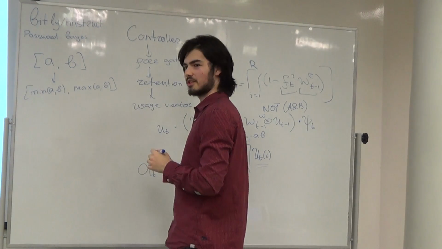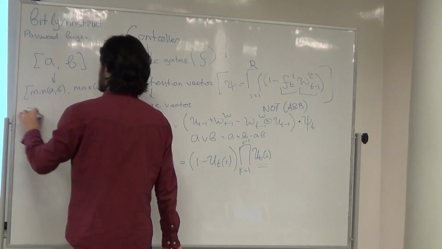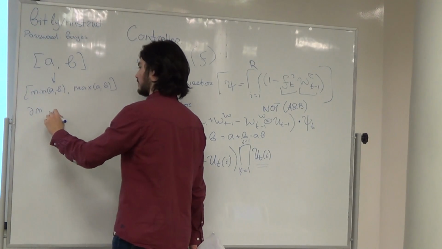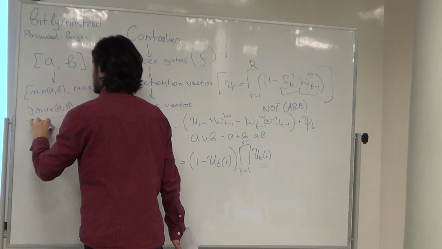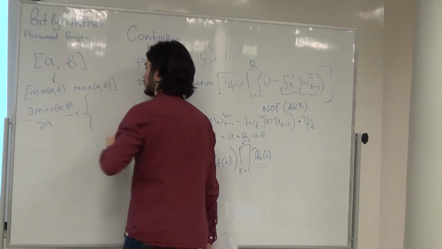But you can differentiate those things. So let's try to do this. So the derivative of the maximum of A and B by A. So what is it?